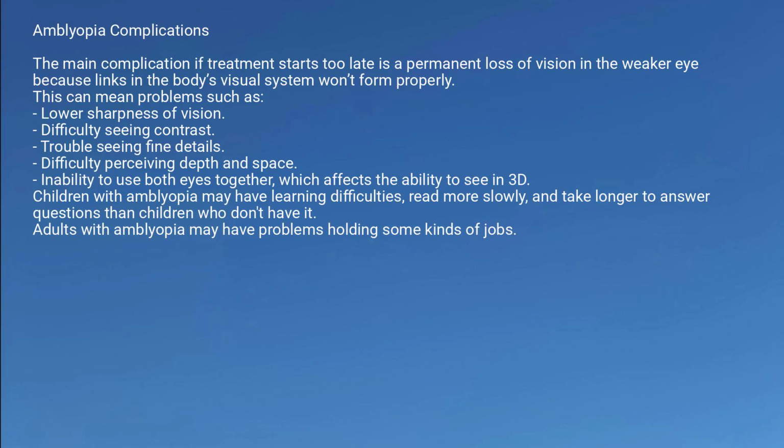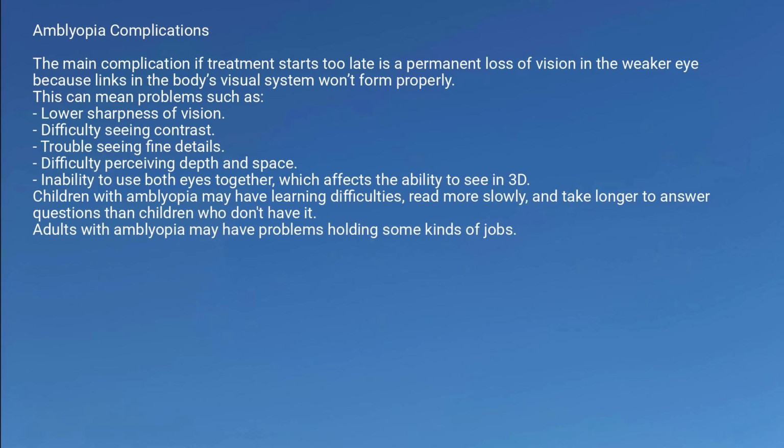Amblyopia complications. The main complication if treatment starts too late is a permanent loss of vision in the weaker eye because links in the body's visual system won't form properly. This can mean problems such as lower sharpness of vision, difficulty seeing contrast, trouble seeing fine details, difficulty perceiving depth and space, inability to use both eyes together, which affects the ability to see in 3D.